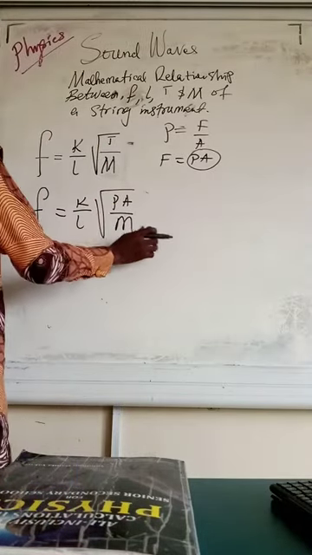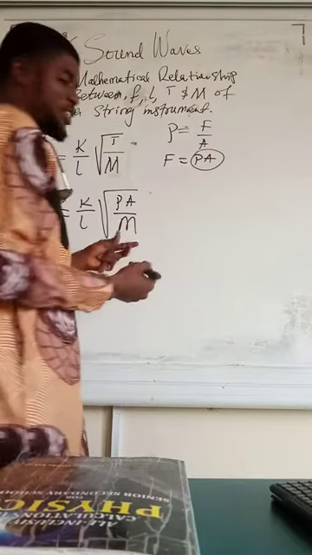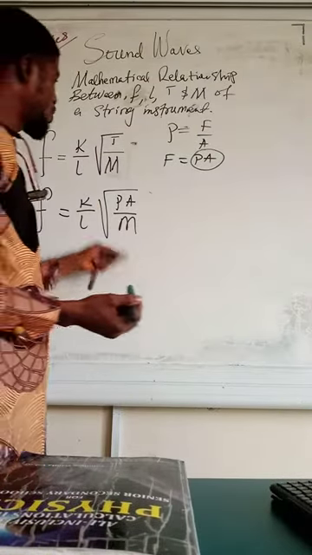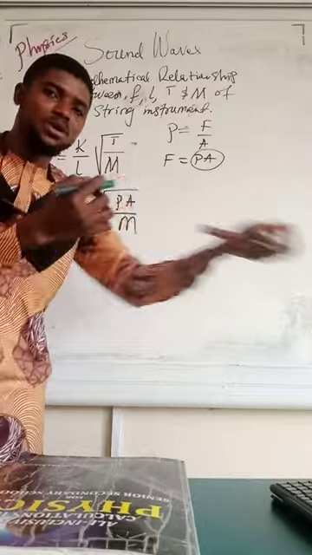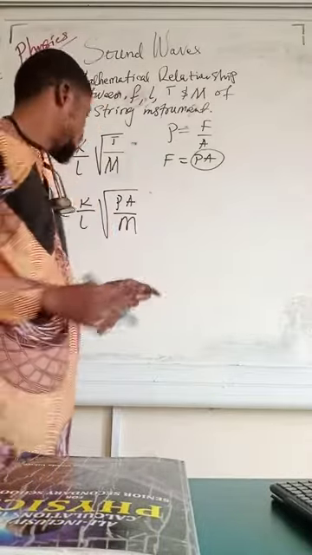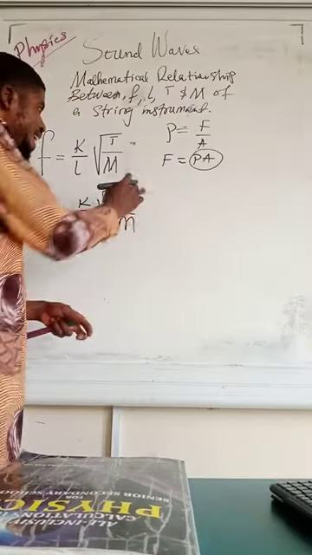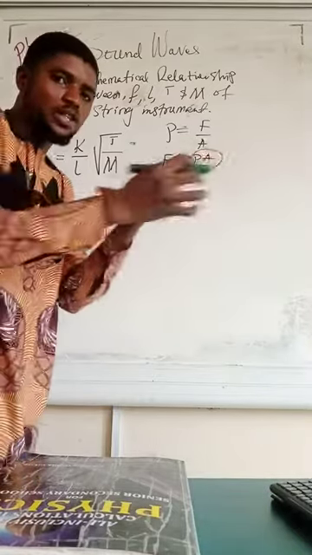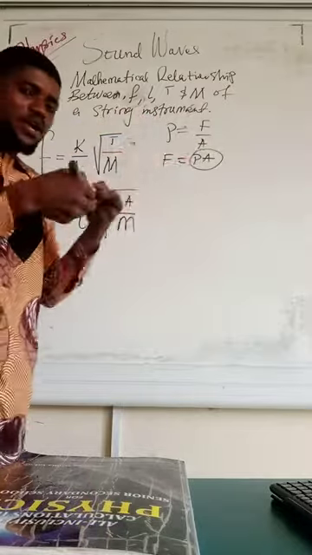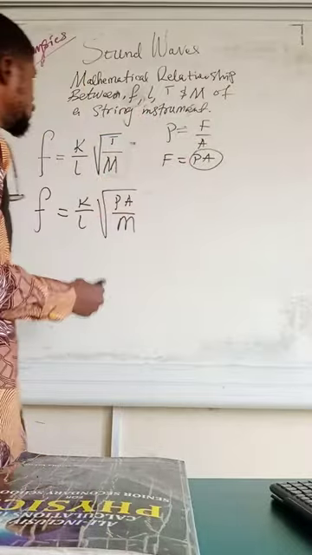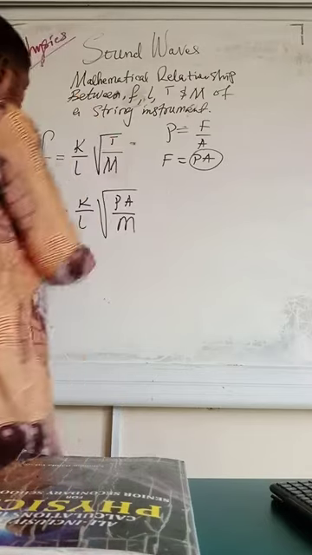I have not seen this in any textbook, but I believe there's an equation like this. Where P is the pressure of the air molecules through the pipe, M is the mass of the air, and A is the area of the pipe, the surface area where the air molecules are flowing through. So I am free to write this equation this way.